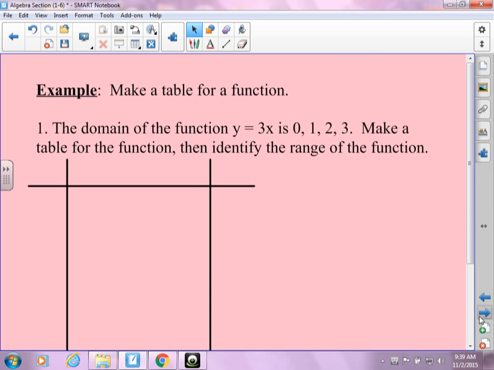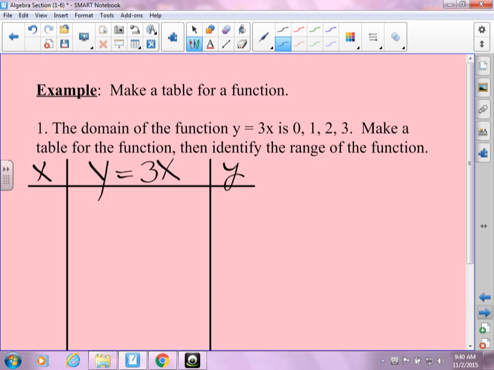It says the domain of the function y equals 3x is 0, 1, 2, and 3. So the input is 0, 1, 2, and 3. We're going to make a table for the function, and then identify the range. You make an H table. Put x here, because x is our input, see, it's in the equation? Our equation goes in this bigger spot toward the top, and y comes over here. So you're going to do x, the equation, and the y.